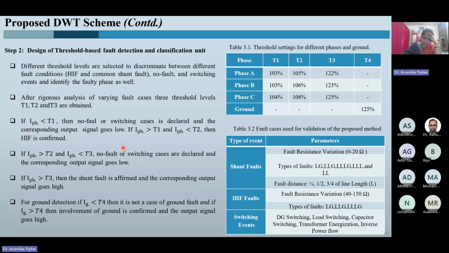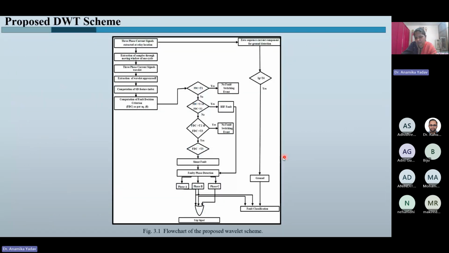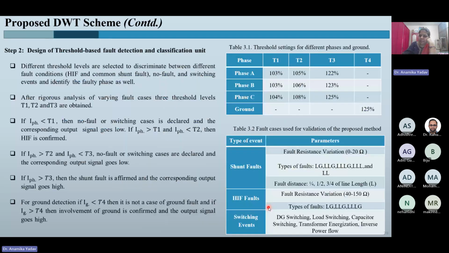So all these schemes which I discussed in the previous slide are the same here in text format. The different fault cases studied vary the fault resistance value and the fault type. All 10 types of faults have been considered at different locations, at 1/4, half and 3/4 of the length, with fault resistance varying between 40 to 150 ohms.